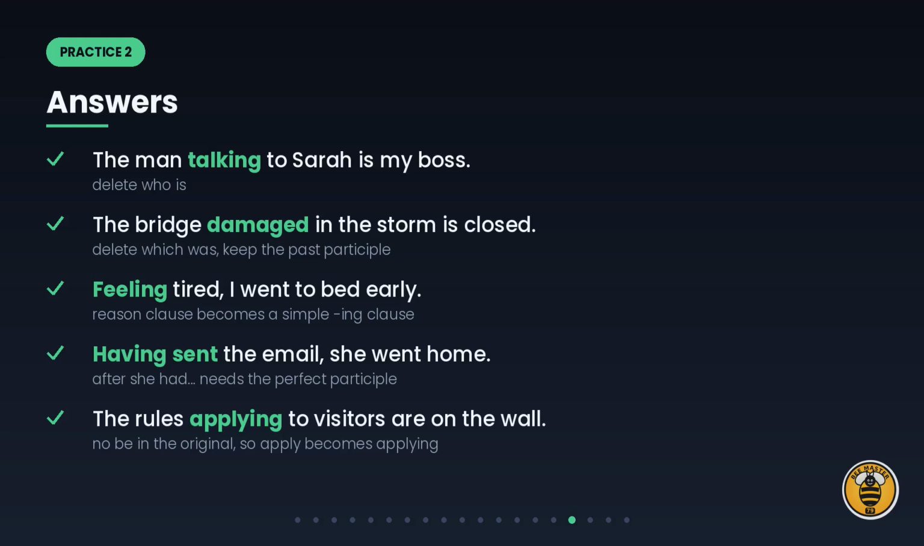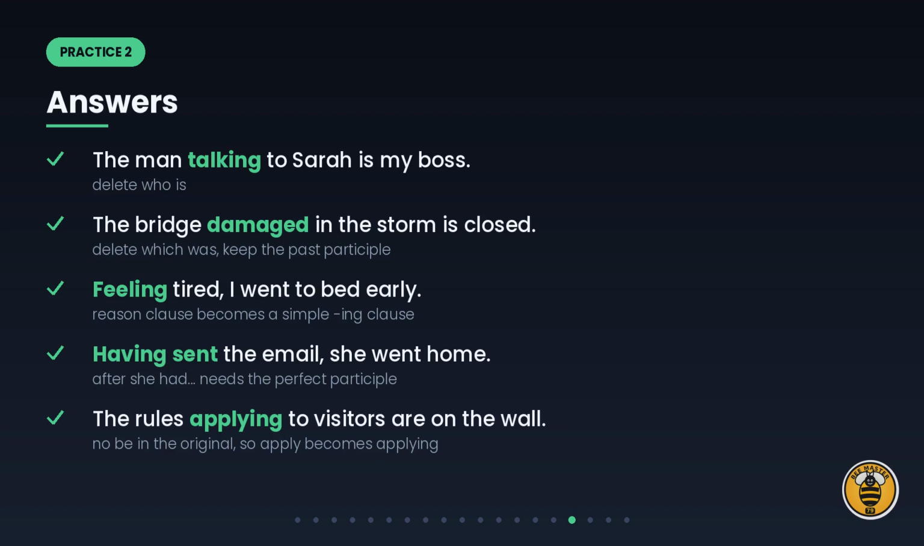And here are the answers. 1. The man talking to Sarah is my boss. We delete who is. 2. The bridge damaged in the storm is closed. Delete which was and keep the past participle.